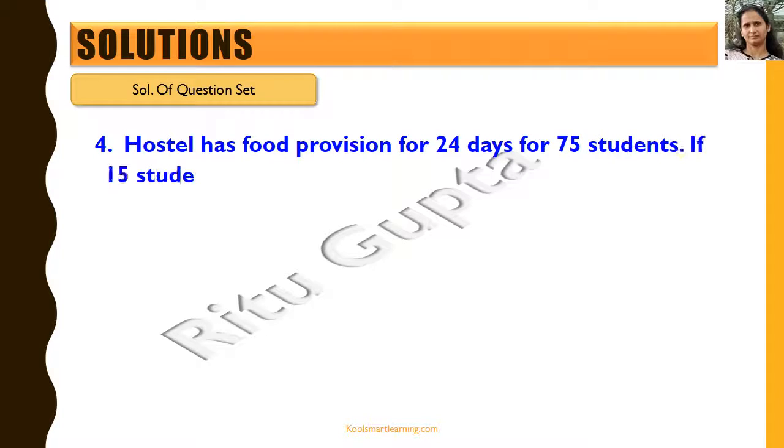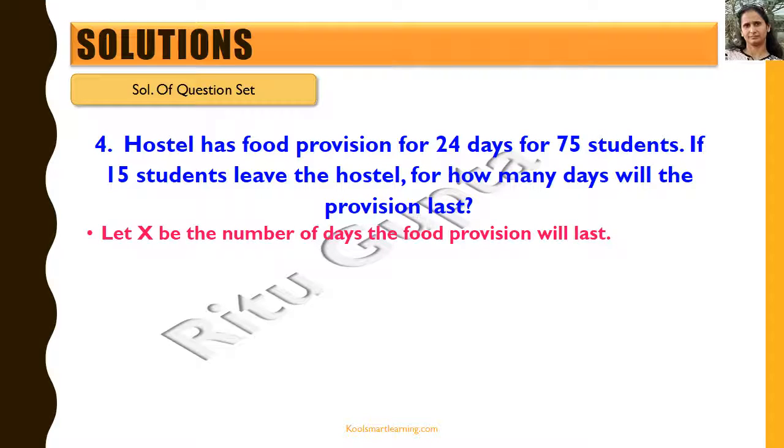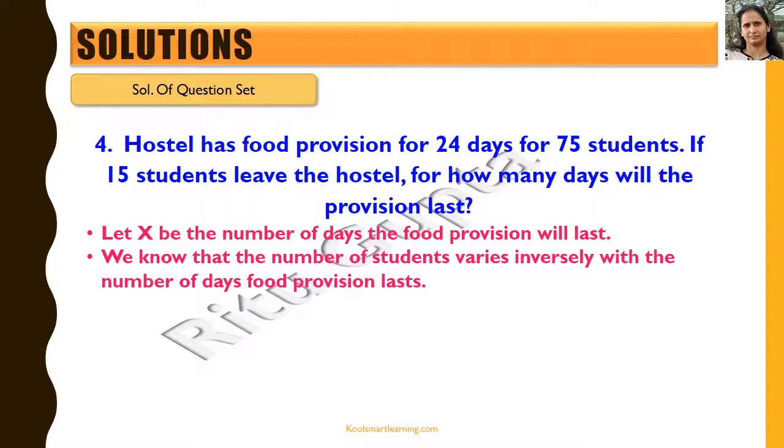Now the fourth question. Hostel has food provision for 24 days for 75 students. If 15 students leave the hostel, for how many days will the provision last? Now let's assume x to be the number of days for which the food provision will last when we have 15 students leaving the hostel. Now we know that the number of students will vary inversely with the number of days the food provision will last, because if there are more students, the food provision will finish earlier. So we say number of days multiplied by the number of students is constant.